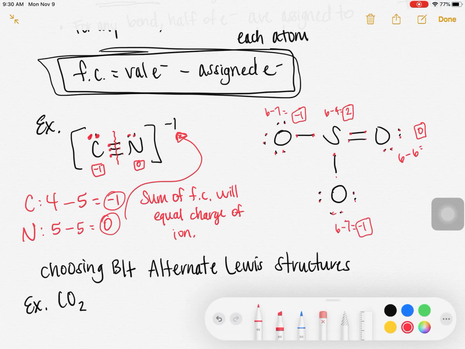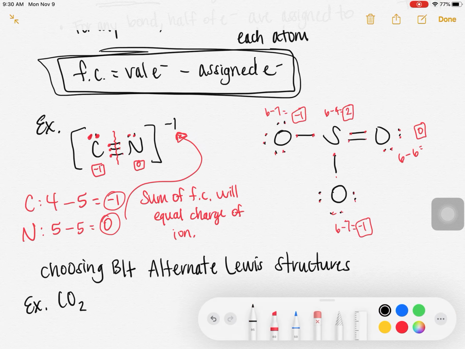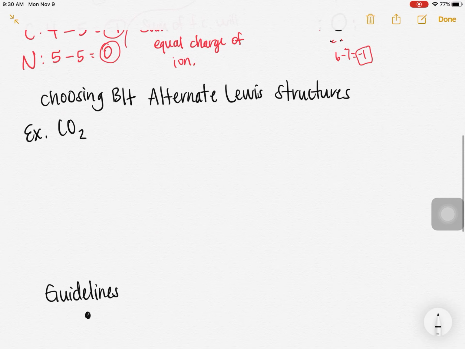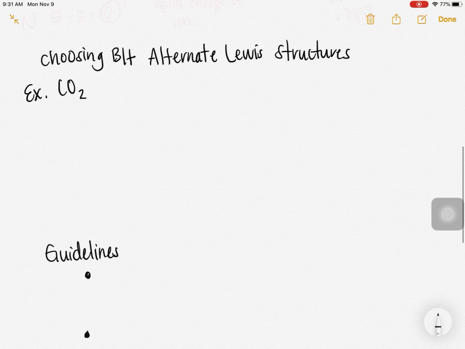Okay, so that's a fine discussion, and it's great to be able to calculate a formal charge, but what on earth are they used for? What they are ultimately used for is choosing between Lewis structures when you can actually draw more than one correct Lewis structure for a molecule.